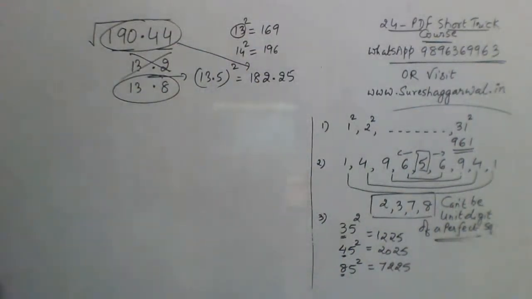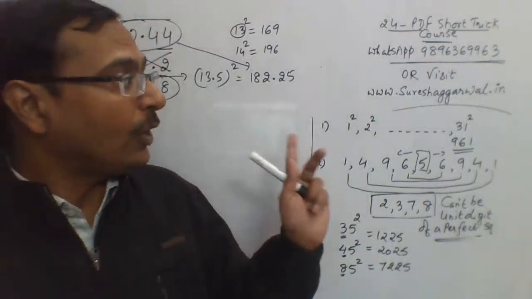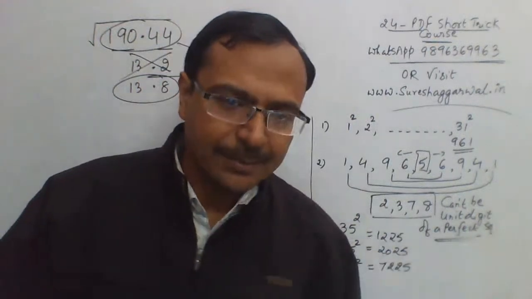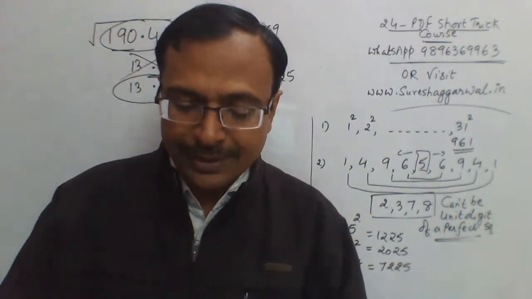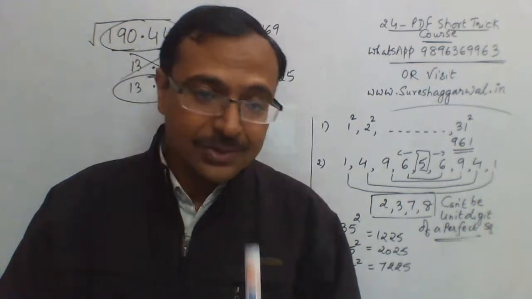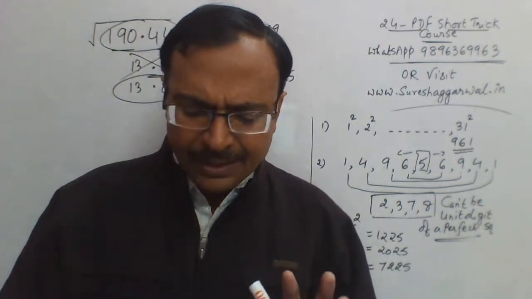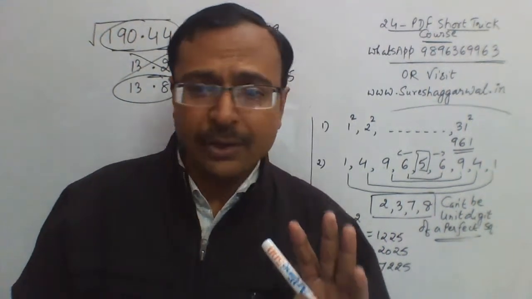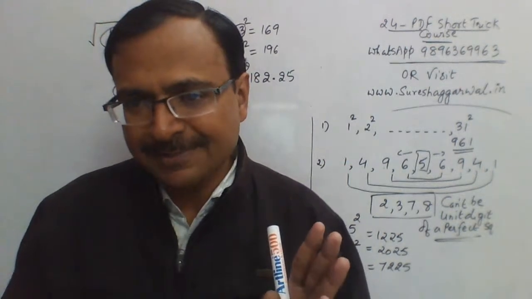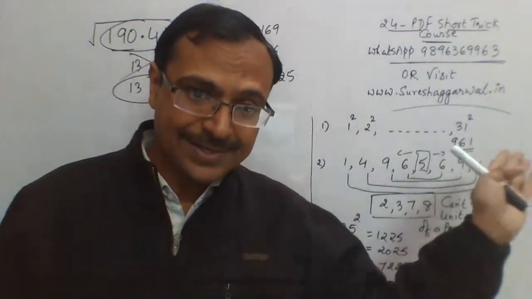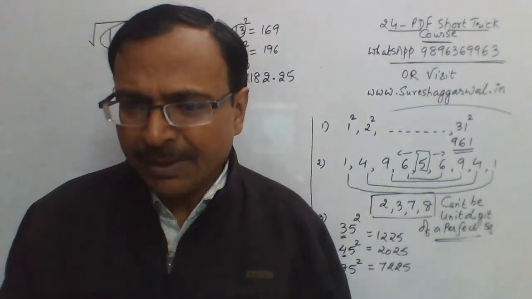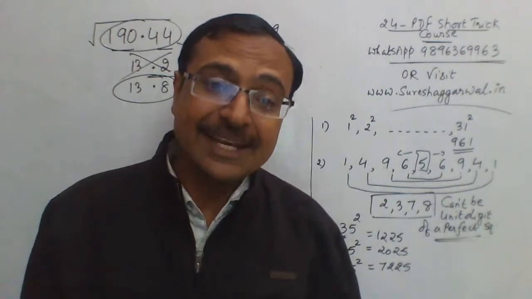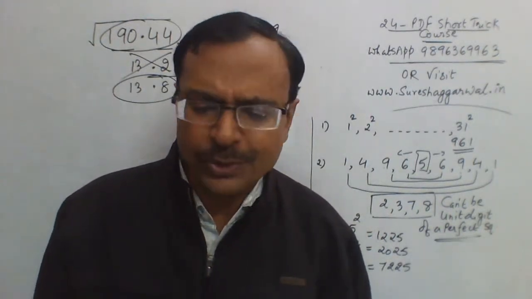Okay, so let's see the next one. Now I'm moving on from 12 square, 13 square to a little bit higher numbers. I just want to know whether you are aware of these squares or not. Things are going to be complicated only if you are not aware of these squares, 1 square to 31 square. But if you are aware of those, nobody can stop you from getting the answer in 10 seconds. And that's what is going to happen in the next question.